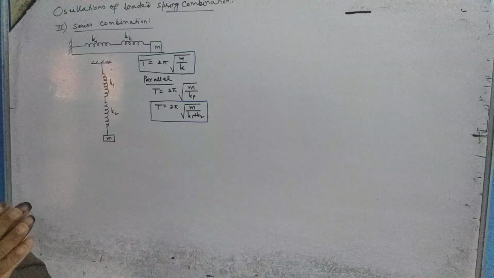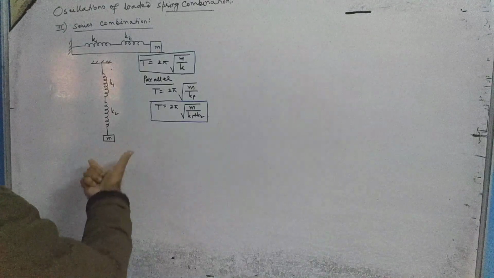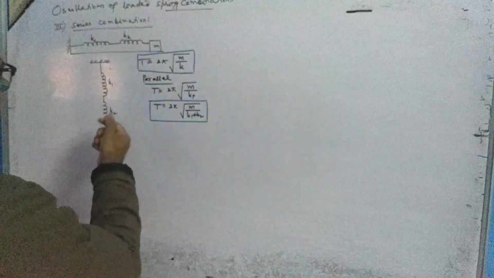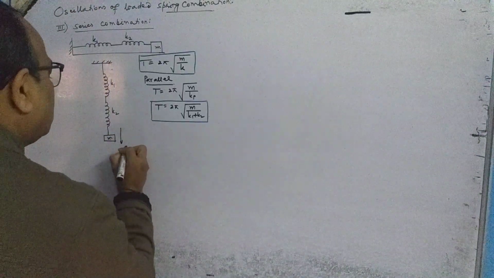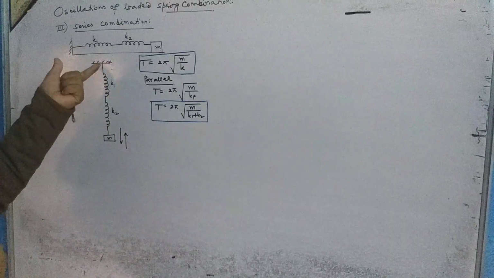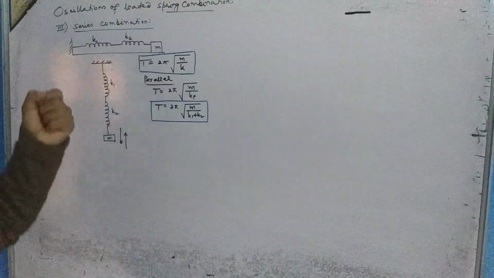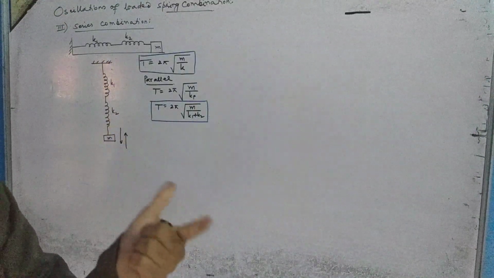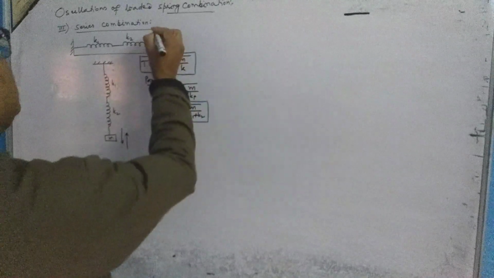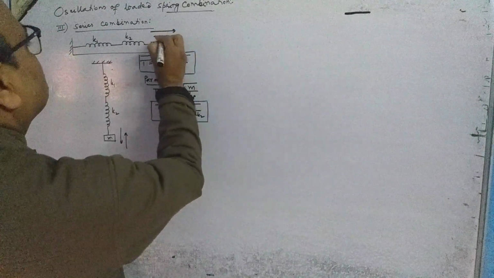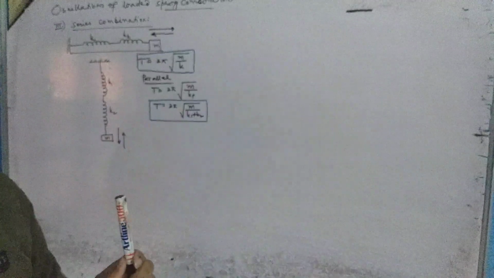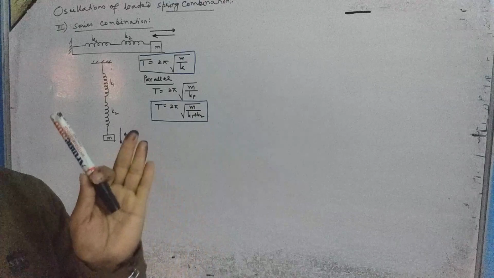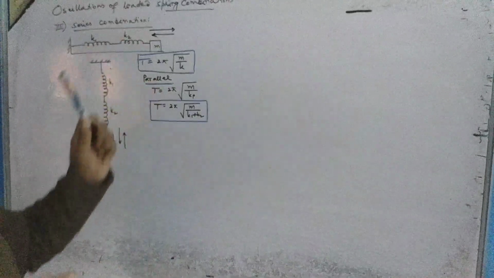What we do? Either we pull it vertically downward or we make it move vertically upward, and release. Similarly, either we make it move towards right or towards left. Obviously, the surface is frictionless, no air resistance, no dissipating force, and we release.